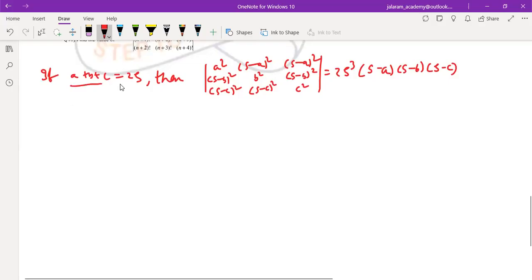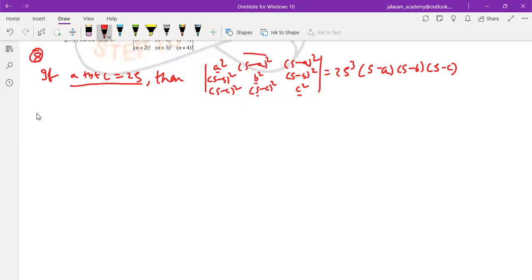One thing is given, a plus b plus c equals 2s, and in the question if we count the number of parameters, it is a, b, c, and one more, s, so there are 4 parameters. It is very difficult to solve the determinant with 4 parameters. So using a plus b plus c equals 2s, we will convert it to only 3 parameters. So how to convert it?